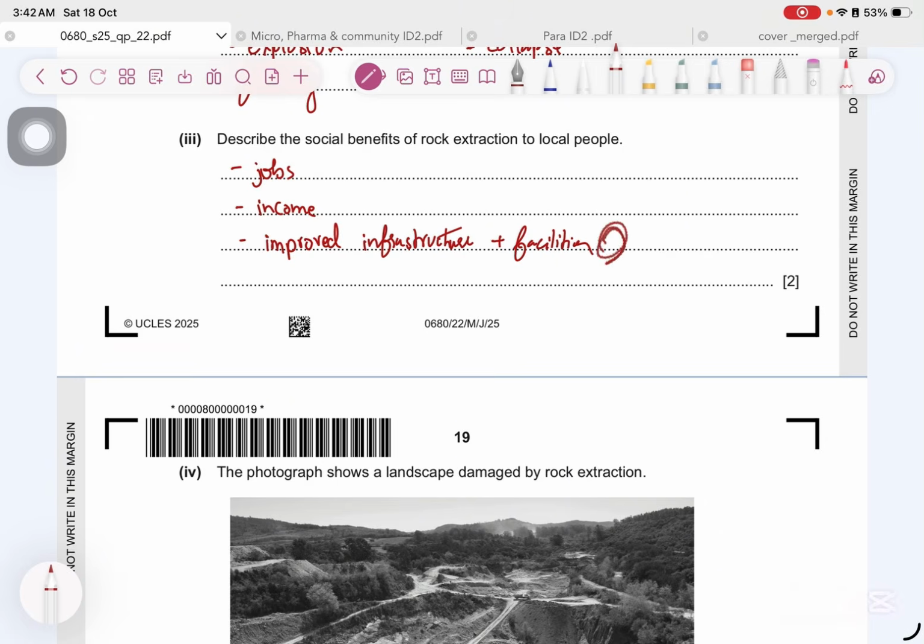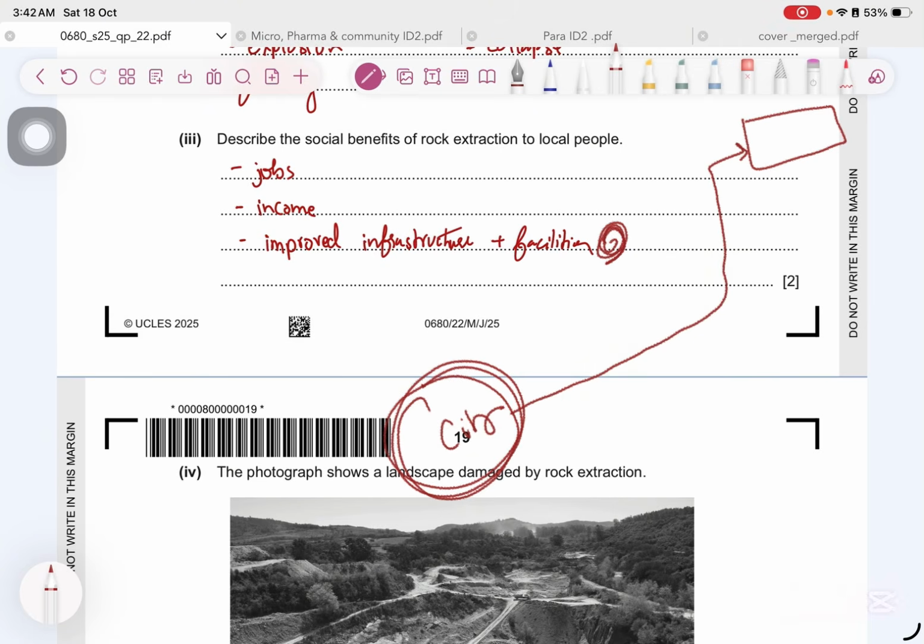A lot of you might not get this point, so let me explain it. When we say improved infrastructure and facilities, we mean that this area where they're going to mine is literally a desert or something, okay? This is the city, so they need to get from the city to the mining site. In order to reach there, they will have to construct roads, okay? And they have to set lights over here so that they can illuminate their path. So that's going to improve the infrastructure, okay?